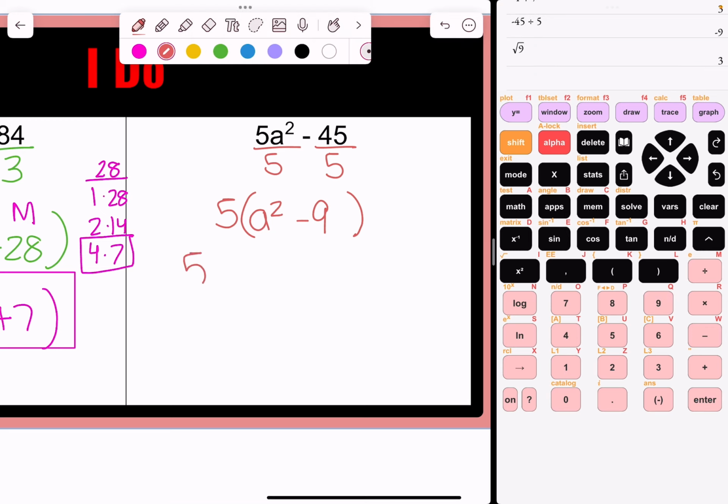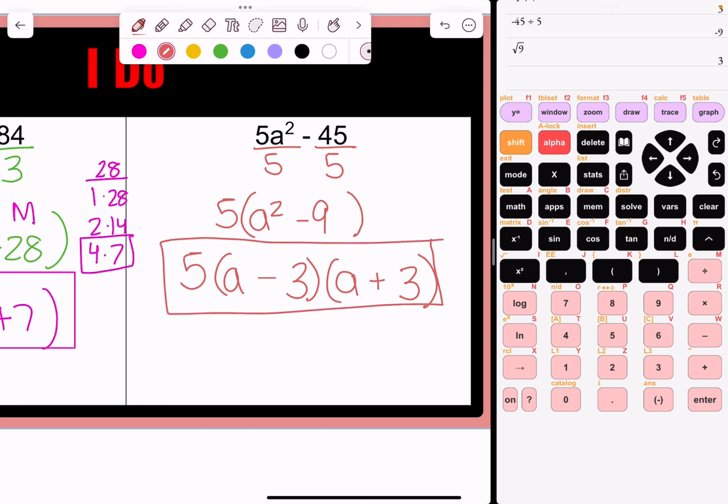Good. So we'll have 5, 2 sets of parentheses. To separate a squared, we get a and a. To separate 9, we get 3 and 3. And the only way to get a negative 9 is to have a negative and a positive. And that is our final answer.